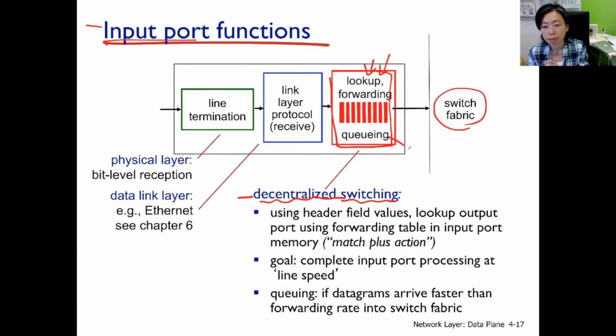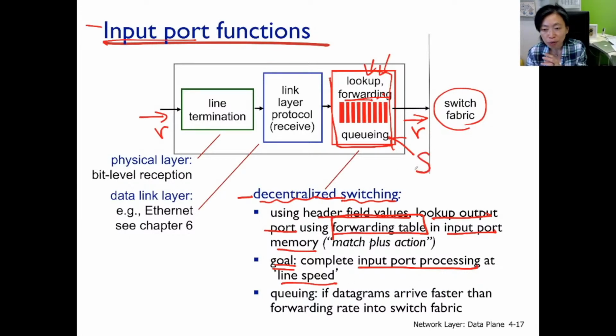So each lookup processor here is doing this. It looks into the header fields in the packet, and it's seeking the output port using a forwarding table that's installed from the route processor, and that is installed already into the input port memory here, right here. The goal for the incoming network interface is so that it can complete the input port processing, the lookup and forwarding, at the line speed. Meaning, if this is the speed of packets coming in, this forwarding process needs to be fast enough so that we get the same output speed here.